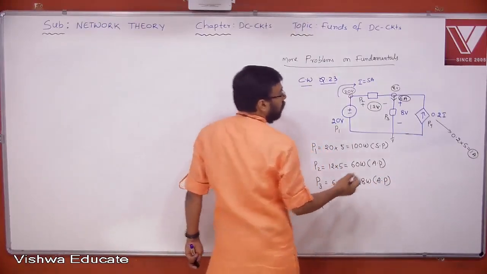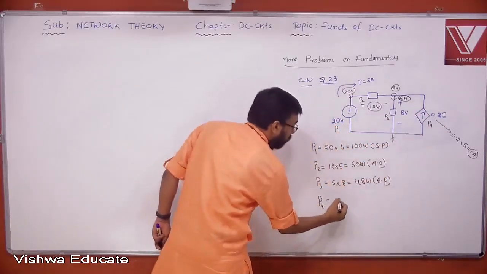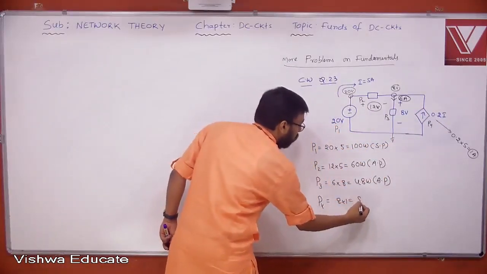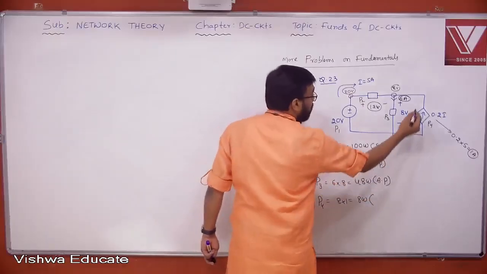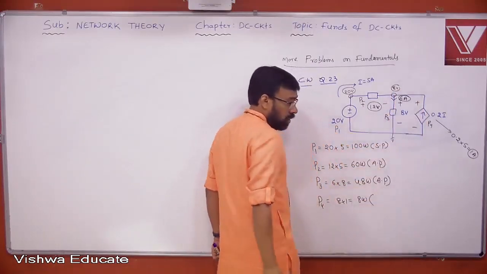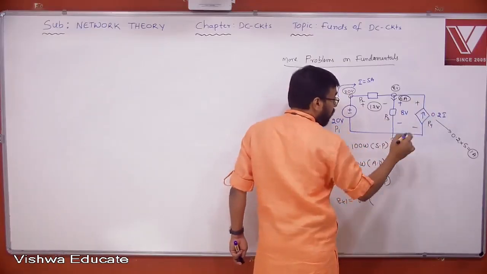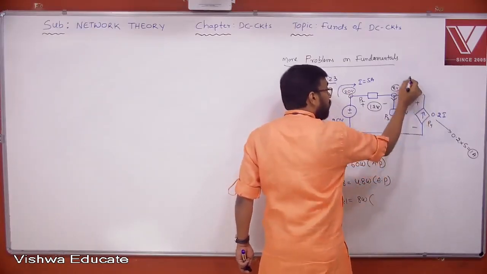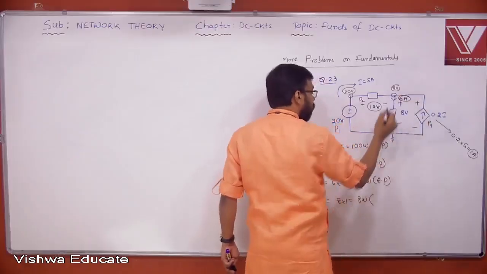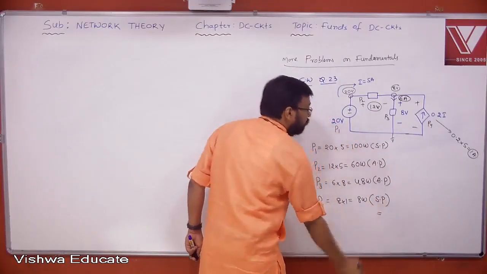P4. What is the voltage across this element? Both are parallel, therefore the same voltage will appear. 8 into 1, 8 watt. But what is the current doing here? Current is leaving from positive. It's not entering into positive. Remember, in the case of current source, you must always be careful. The current is leaving from positive. Therefore, it is supplied power.